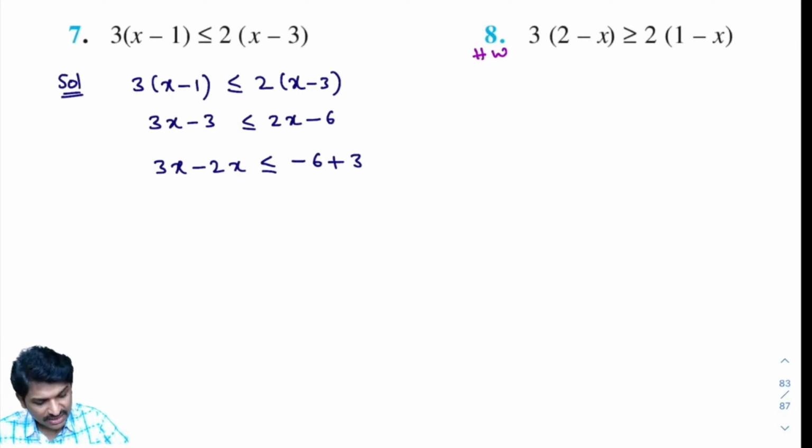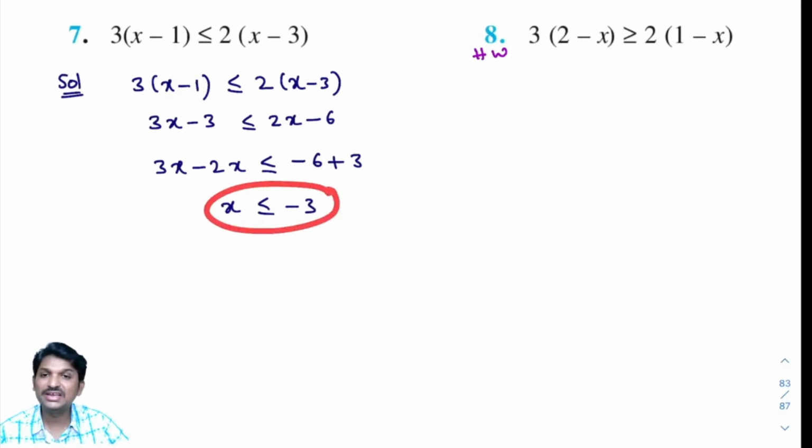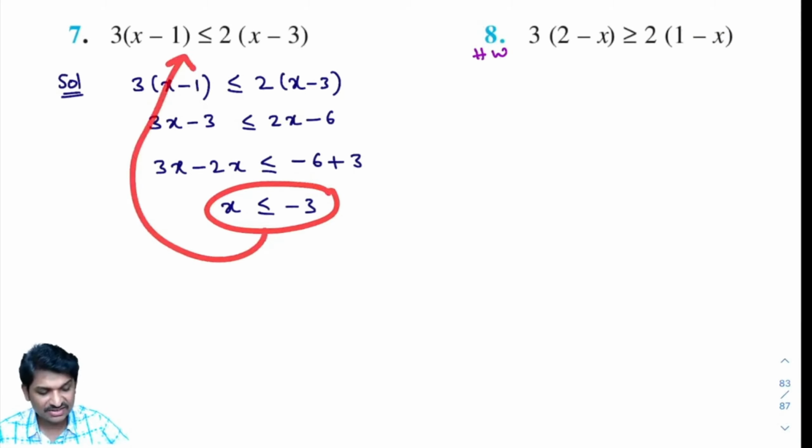Okay, 3x minus 2x, that is x. X less than or equal to minus 6 plus 3. Minus 6 plus 3 is minus 3. So, x less than or equal to minus 3. You take any real x value which is less than or equal to minus 3, that satisfies this inequality.